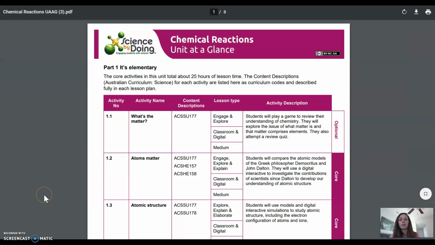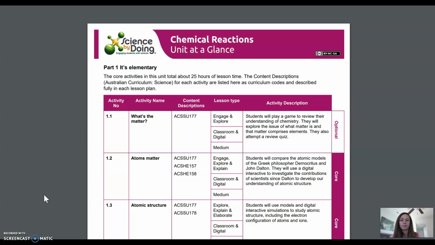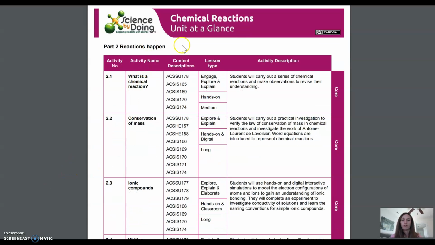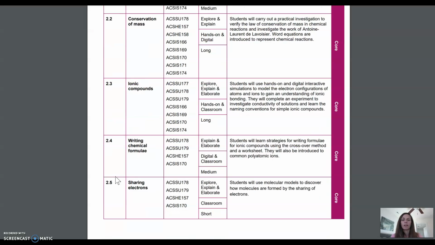So this will be the unit overview, and you'll see part 1, it's elementary, but this part is basically all about atoms, matter, and isotopes. So students will have several lessons that are only about that topic. Then they'll move to part 2, which is your chemical reactions. So you find the little title here, reactions happen, and then they have several activities that they'll be doing to have that understanding.